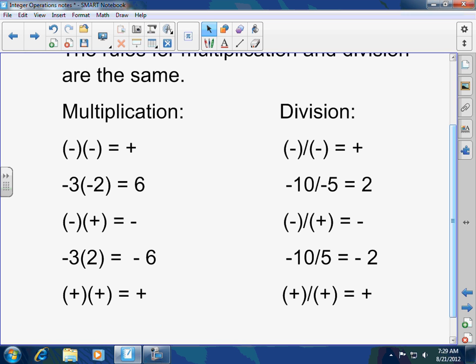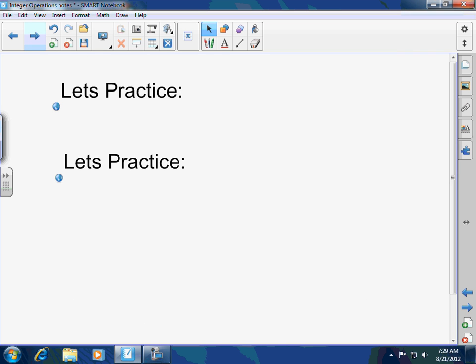And a positive times a positive is a positive. So 4 times 5 is positive 20. And a positive divided by a positive is positive. So 10 divided by 5 equals 2. So this should prepare you, but let's go ahead and practice.